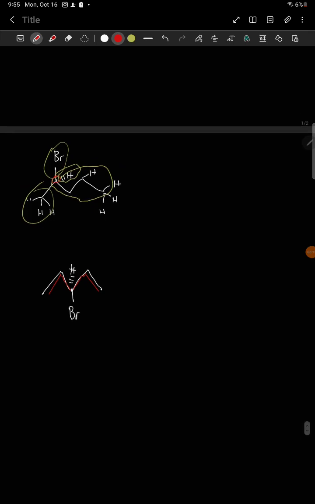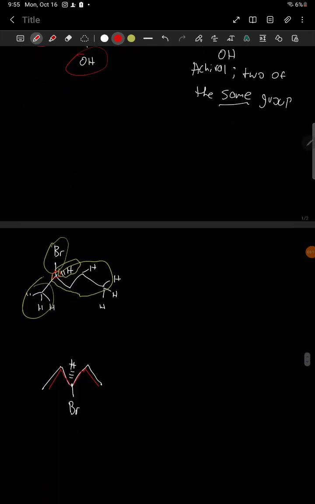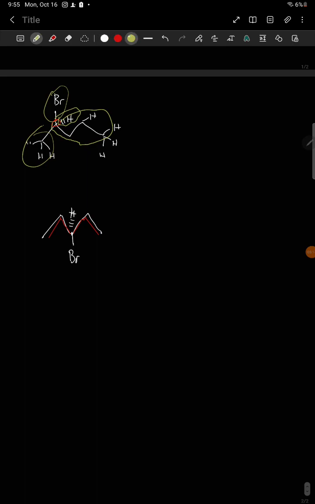So we know, if we look back, achiral is two of the same group. Here, we have two of the same group, one right here, one right here. Without even looking at the bromine and hydrogen, we know that this cannot be a chiral center, since a chiral center is a carbon with 4 different groups. Now we know that we have achiral. It's achiral because 2 of the groups are the same. So this structure is achiral.